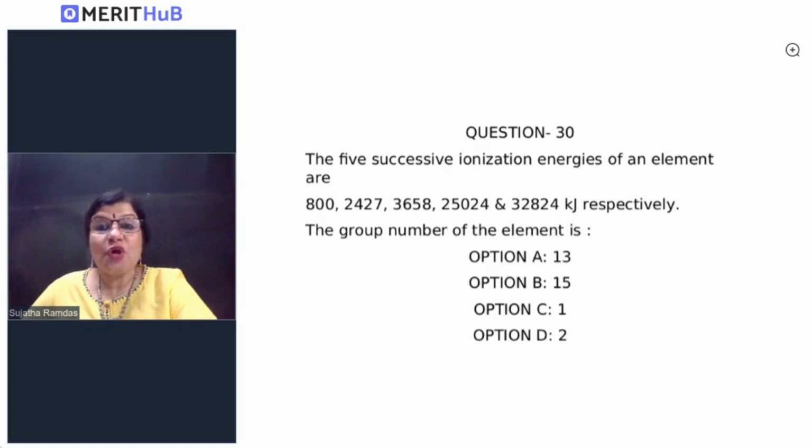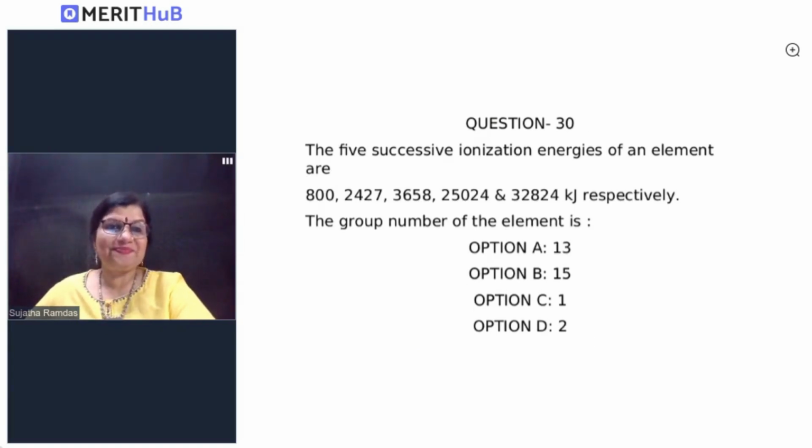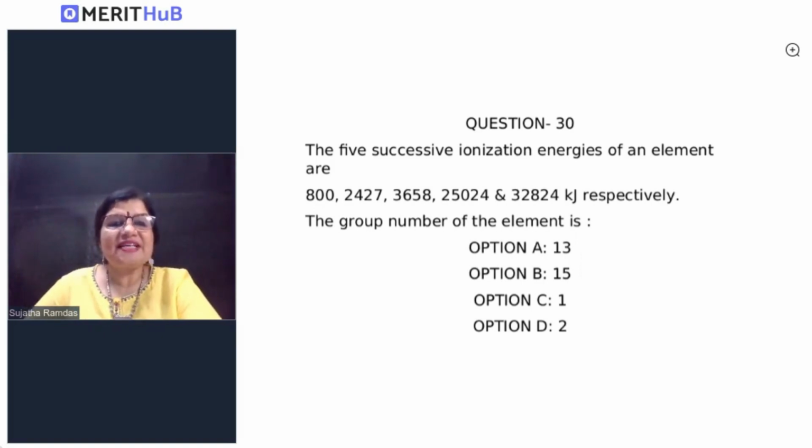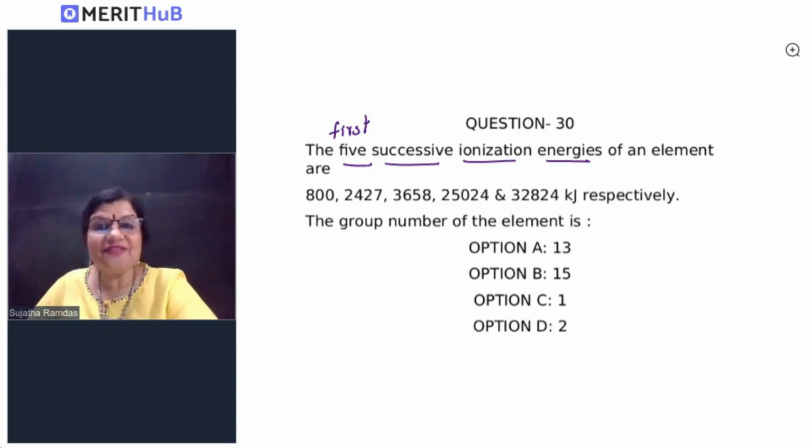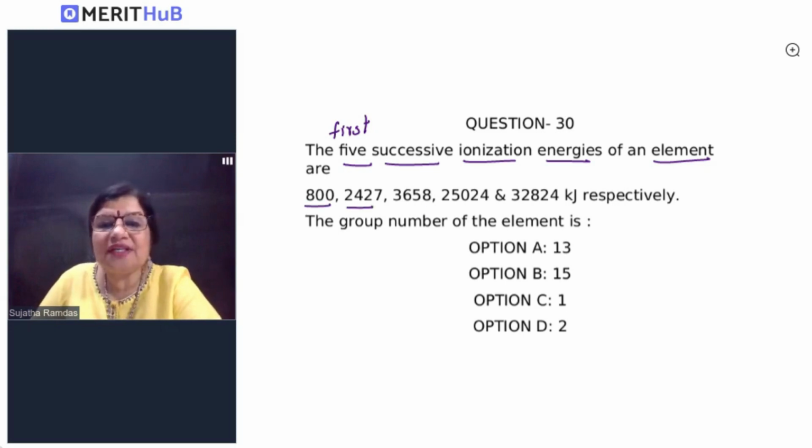All right. Now we are on question number 30. Okay. Let's discuss question number 30. The first 5 successive ionization energies of an element are given. These are the first 5 successive ionization energies. The group number of the element is: 4 options are given here. You have to identify the group to which the element belongs. Easy and interesting discussion. Okay.